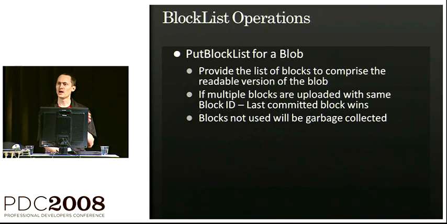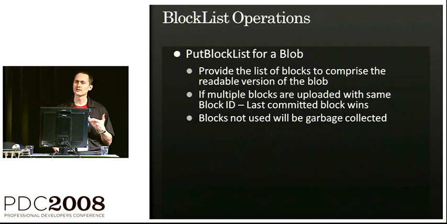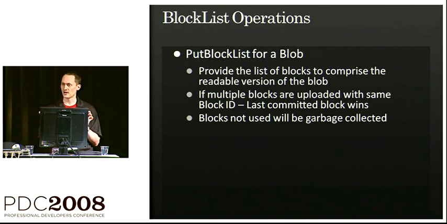Now, there are 2 block list operations we support for the CTP. The first one I've actually already described in detail with the examples, but I'll go through those real quickly just to refresh our memories. When you do a put block list, you provide the list of the blocks, and the order of the list of the blocks with the put block list will be the readable version of the blob. If multiple blocks are uploaded with the same block ID, the last committed block wins.